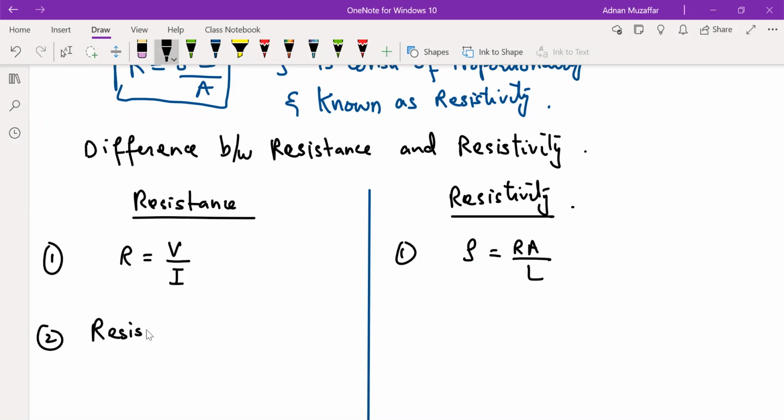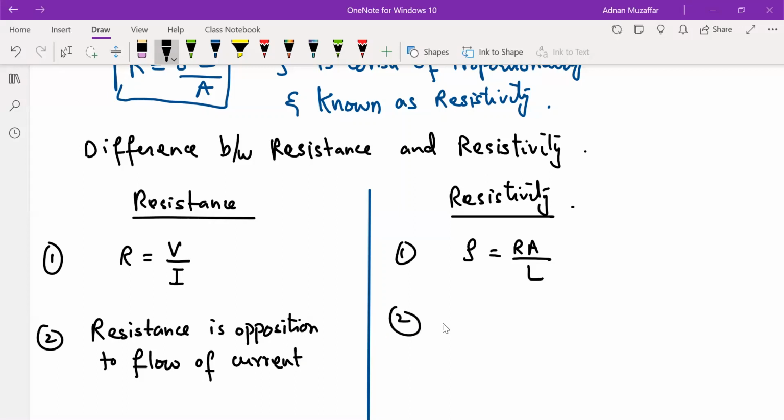But I think this is also one of the very important points which I should write here. Resistance is opposition to flow of current. But here we can write that resistivity is opposition to flow of charge, and it is at the atomic level, you can say. Got it? So this is also one of the major differences. Resistance can only affect the current, but resistivity directly affects the movement of the charges.